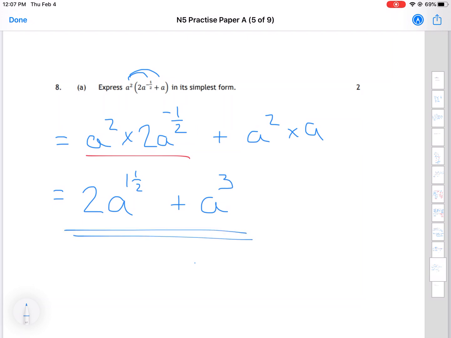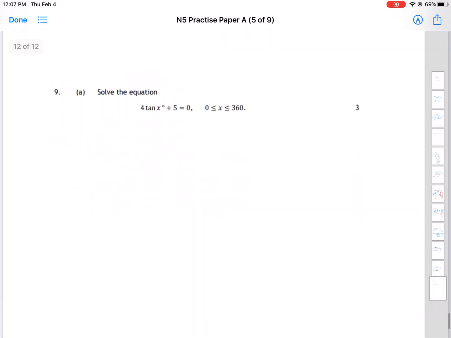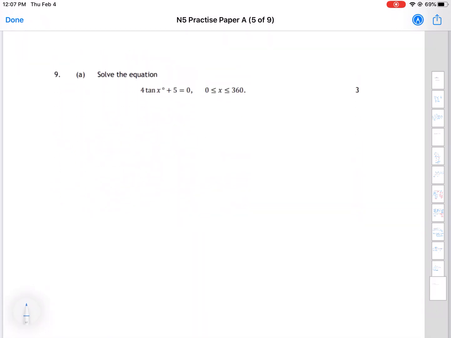Generally, there's some simplifying you can do with this question. There's not in this particular example, but just look out for that if you see it in an assessment later on. And lastly, we are using the calculator for this one.